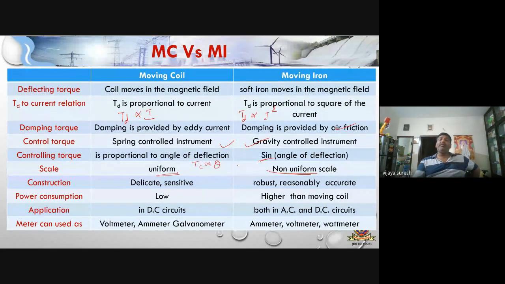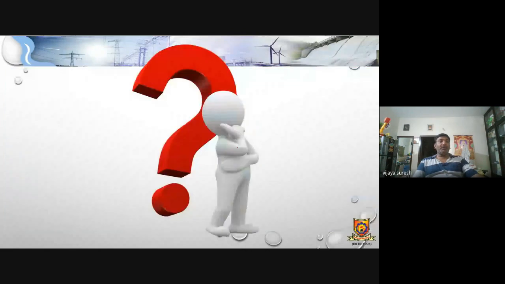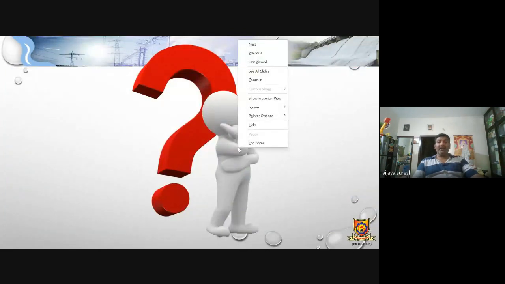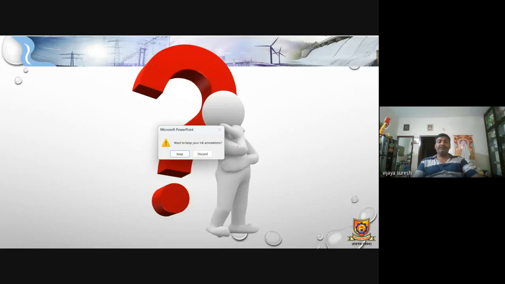Power consumed by the MC meters is low, and higher power is consumed by the moving iron instruments. Applications: moving coil is used in DC circuits, and moving iron is used in both AC as well as DC. The meter can be used as voltmeter, ammeter, and galvanometer in case of MC, and ammeter, voltmeter, and wattmeter in case of MI. So this is about moving iron instruments.